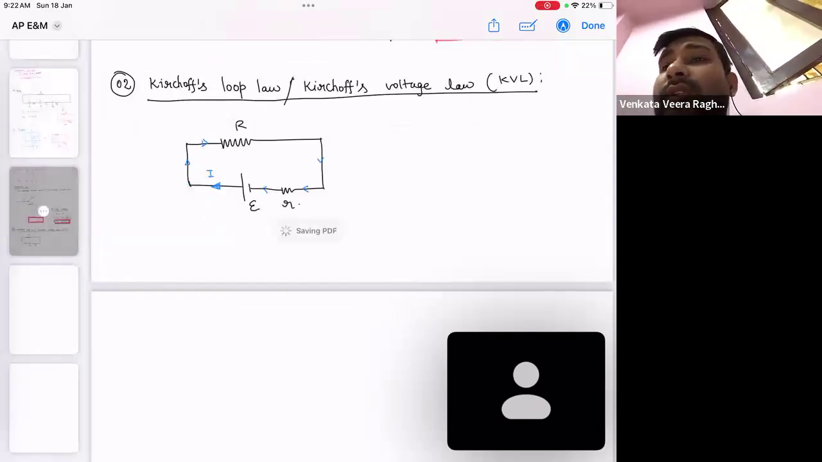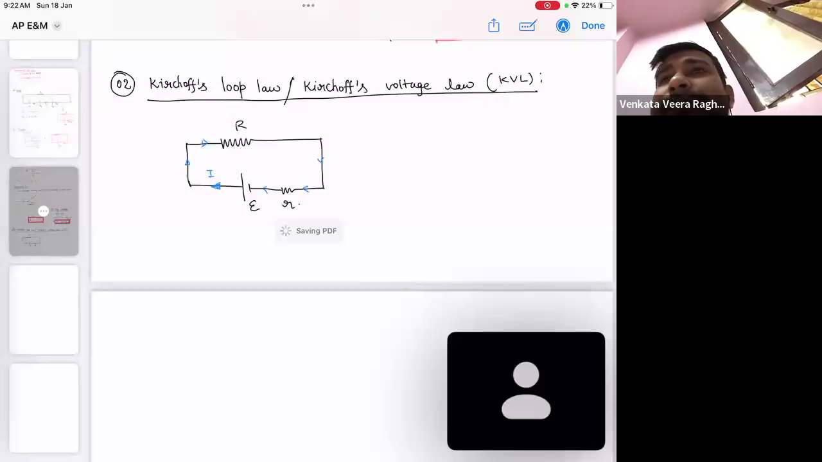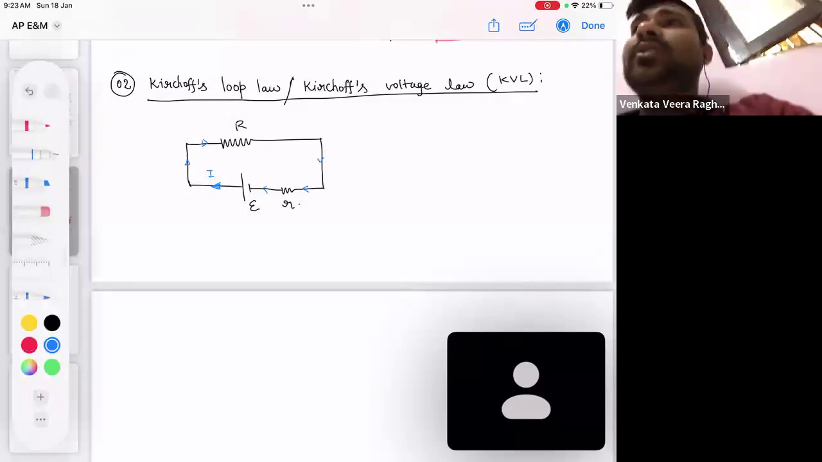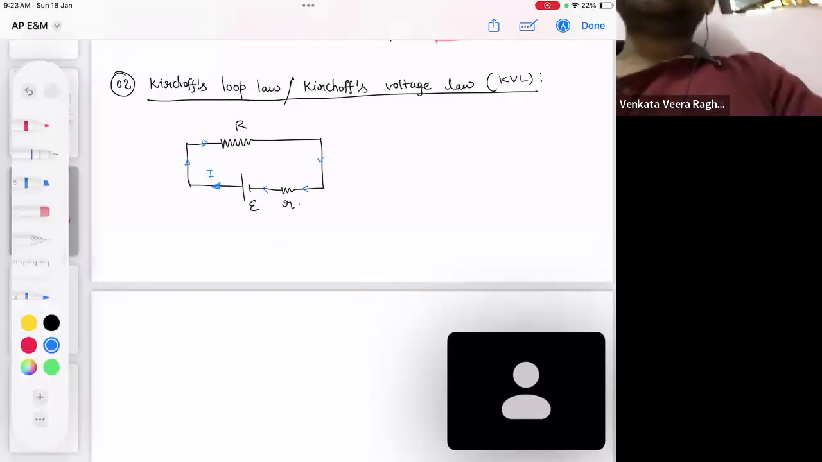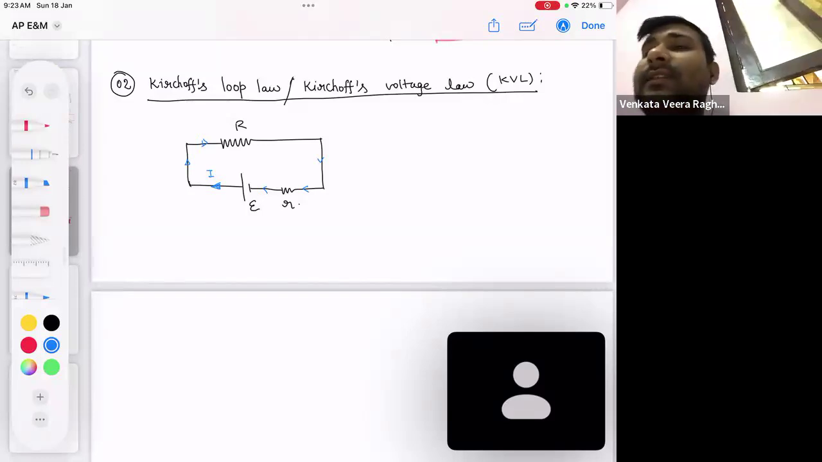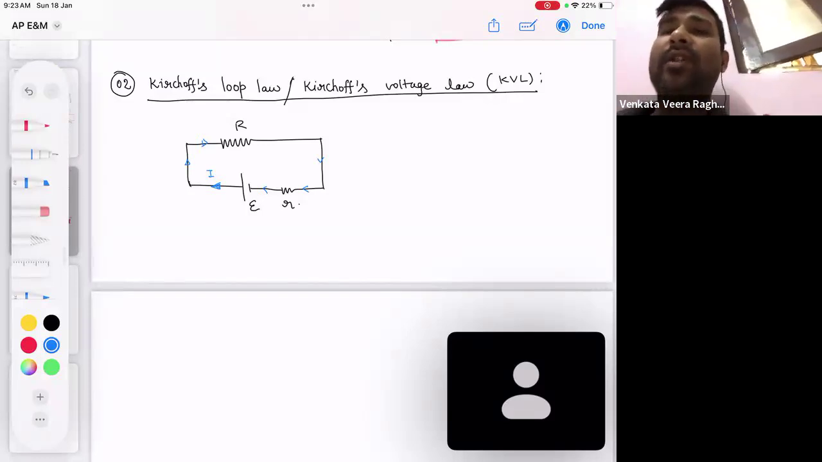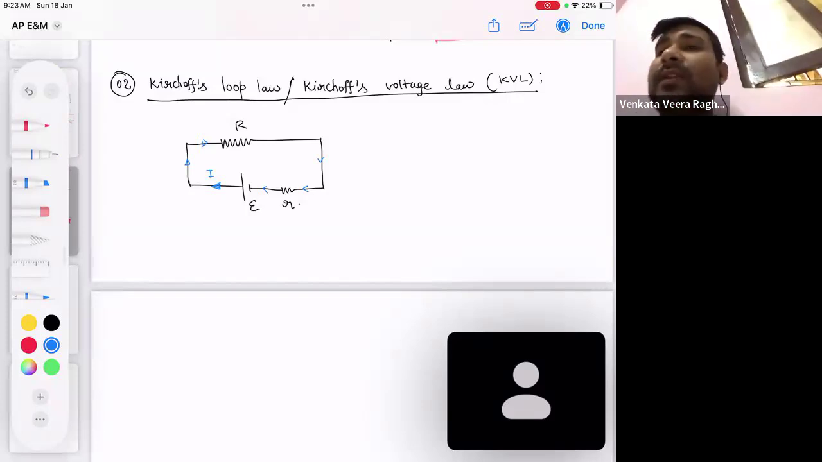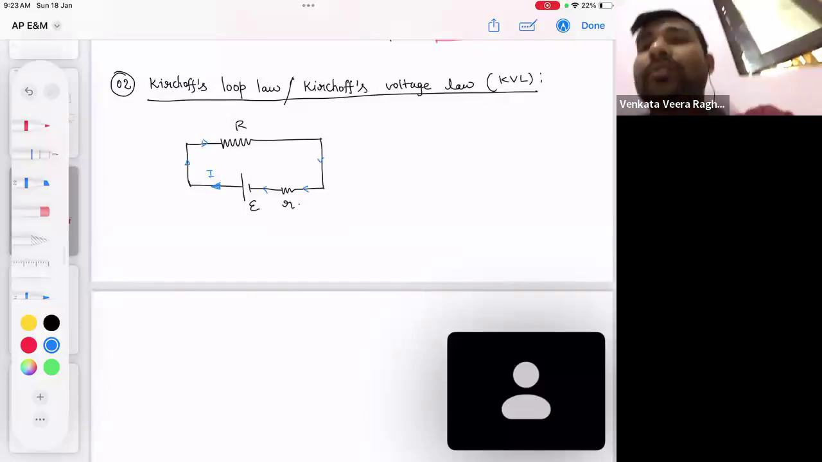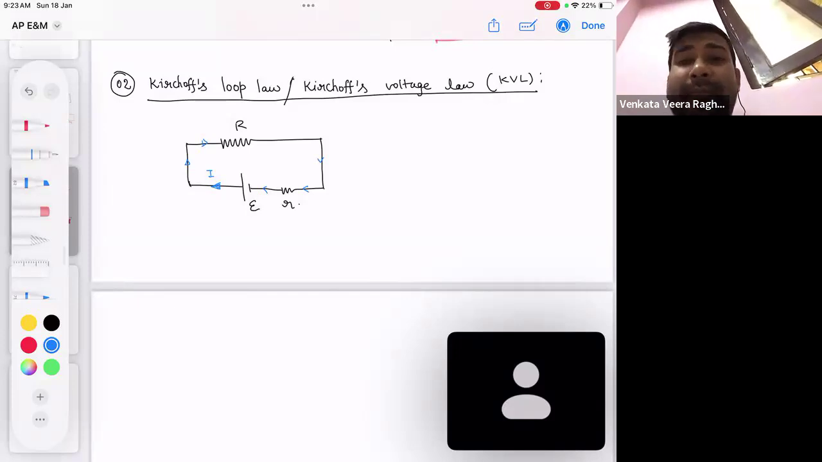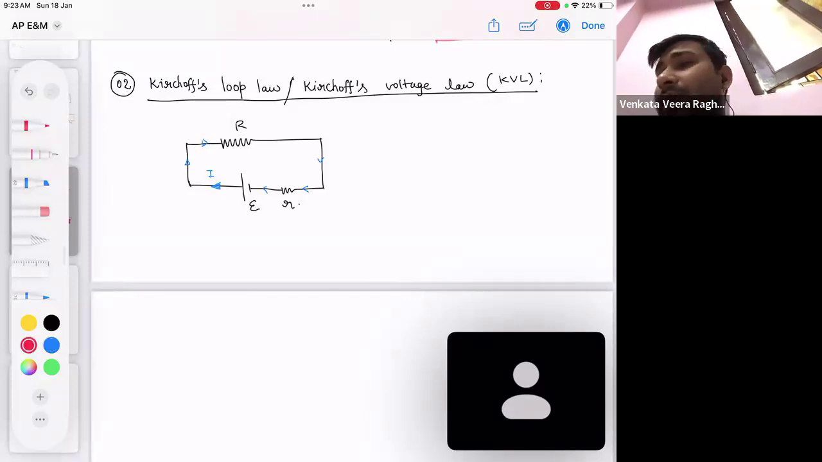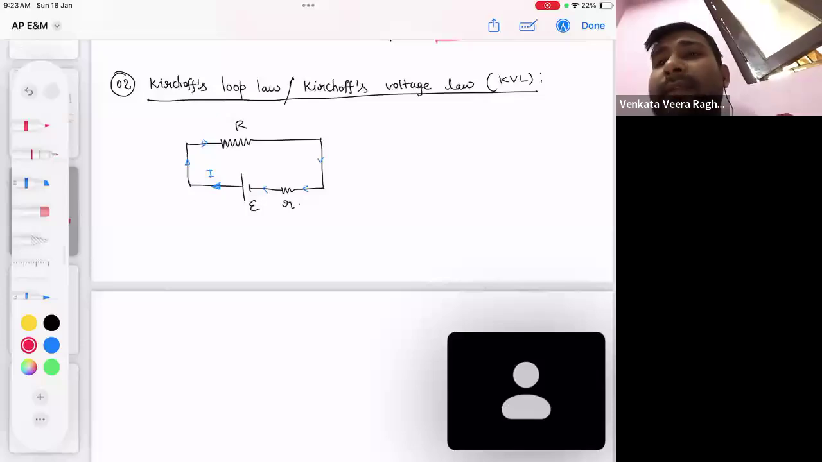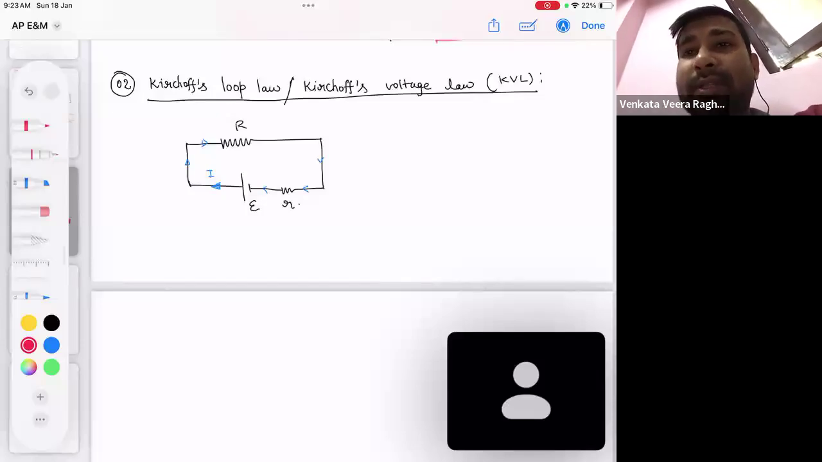According to Kirchhoff's loop law or Kirchhoff's voltage law, in any loop, loop means what? Loop means the starting and ending point is the same, right or not? Whenever we call something a loop, loop means what? If the starting and ending point is the same, then that thing will be called a loop. So, in a loop, what happens? Let's say we are starting at some point in the loop.